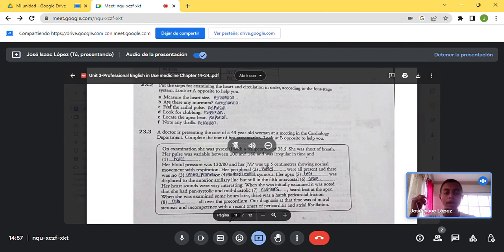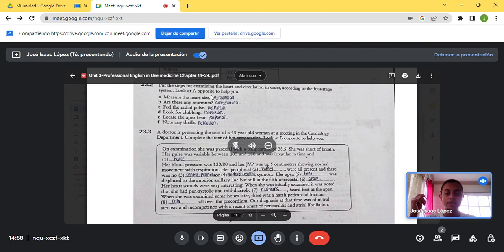Number one is measure the heart size. That is, the answer is percussion. Are there any murmurs? Auscultation. Feel the radial pulse. That is palpation. Look for clubbing. That is inspection. Locate the apex beat. That is palpation too. And the other is note any thrills. That is palpation too.